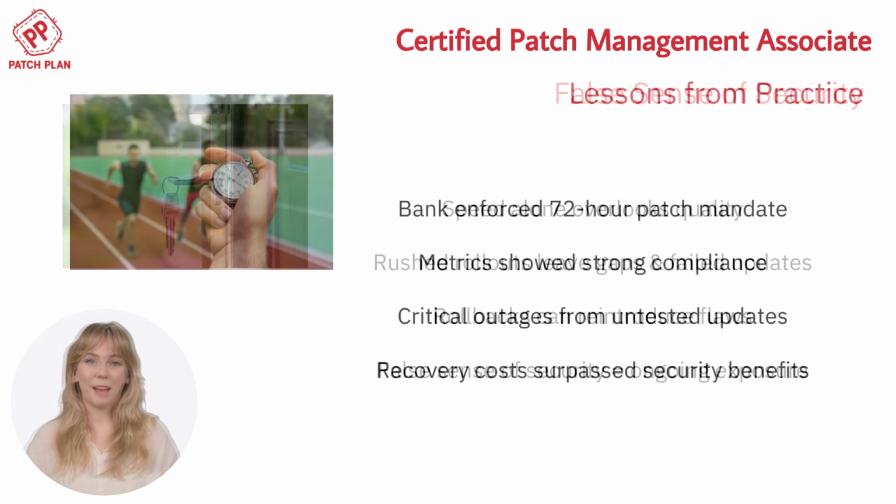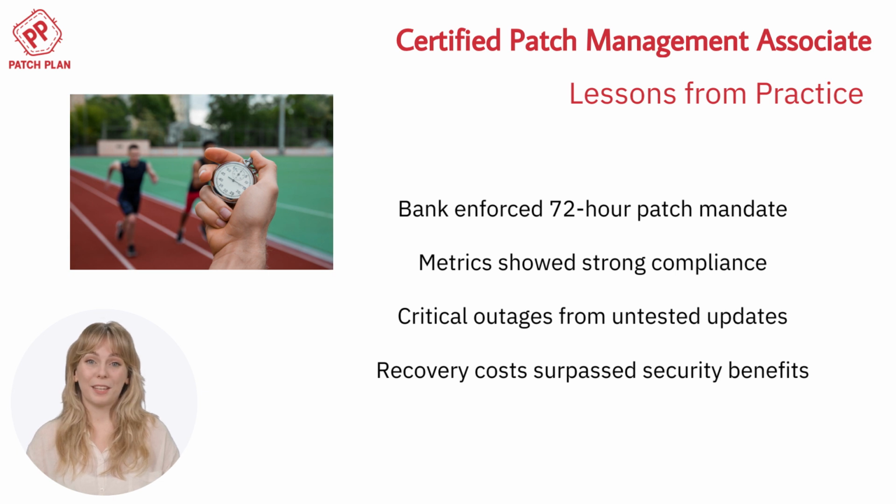Real-world incidents highlight the risks of prioritizing speed over balance. One financial institution adopted a strict rule requiring all patches within 72 hours. On paper, compliance looked excellent, but in practice, rushed deployments led to outages across critical systems when poorly tested updates disrupted operations. The cost of recovery far exceeded the supposed security gains, proving that speed without strategy can backfire.